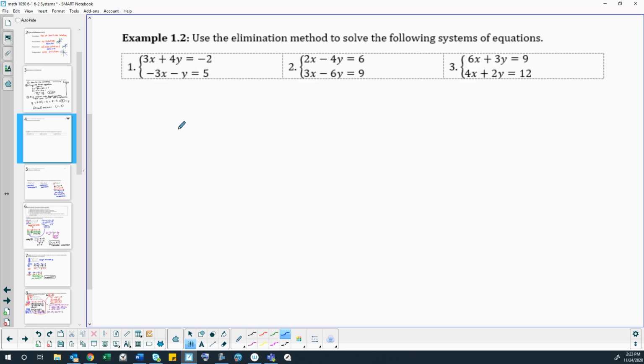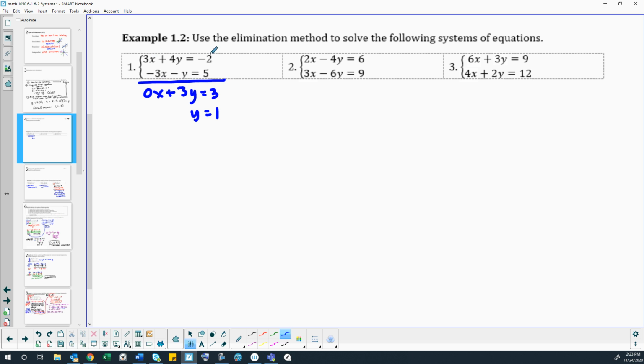Notice right here, right now, we add these equations together. 3x plus negative 3x is 0x. 4y plus negative 1y is 3y. And negative 2 plus 5 is 3. Obviously, the elimination method is pretty handy, right? So we divide both sides by 3, and y equals 1.